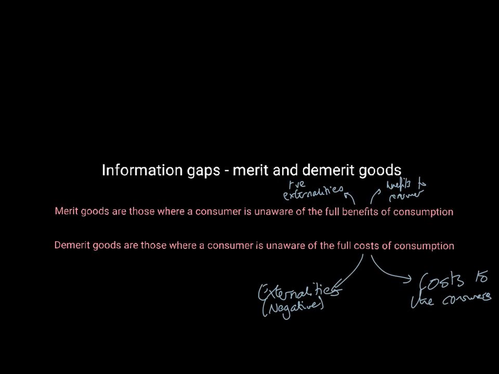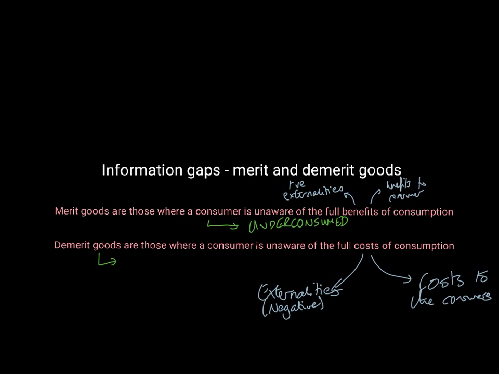What are the implications of these things then? Well, we're going to talk about this in a little bit more detail in due course, but if a consumer is not aware of the full benefits that occur as a result of their consumption, then their demand won't be as high as it should be because they're not considering these benefits properly. And as a result of that, we can say that a merit good will be under-consumed. So a merit good will lead to a market failure of underconsumption.